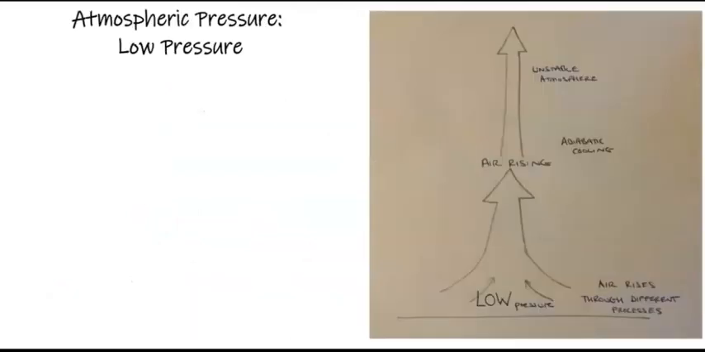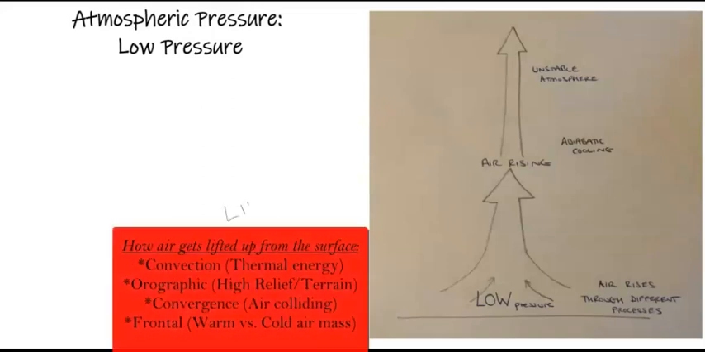So we have our low pressure diagram on the right here. Air is rising through different processes. So the air can be lifted through heat, through orographics, and also through convergence. And the last one can be lifted through frontal. So the four main types of lifting air.